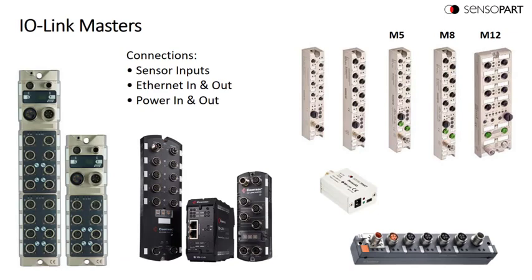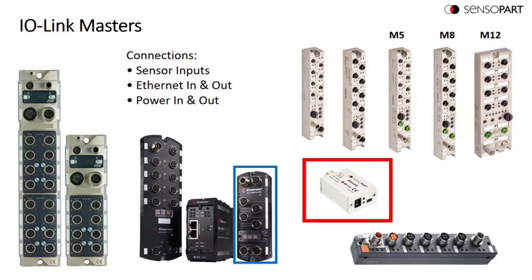The masters come in many varieties, but they use standard M12, M8, or M5 connections. Many sensor companies have a configuration toy like this with USB in and IO-Link out, and that could be used to configure a sensor on the bench or configure a sensor for a spare part for your first IO-Link machine. Later on, we'll have a demo of these two devices highlighted here in red and blue.